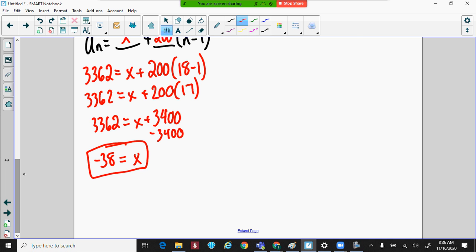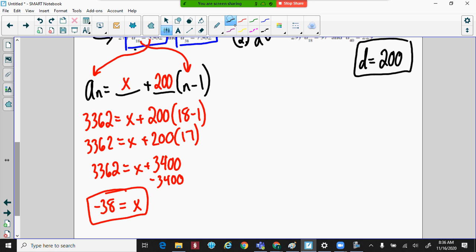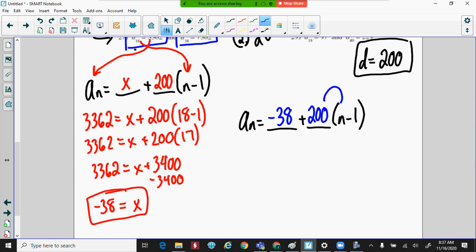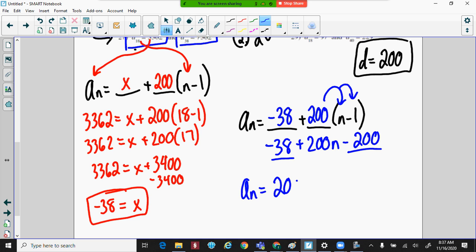So now I have my first term, and now I have my common difference. So now a of n is equal to something plus something times n minus 1. My first term ended up being negative 38, and my common difference ended up being 200. So negative 38 plus 200n minus 200. Combine these two things. My final answer is a of n equals 200n minus 238. And there's your final answer.